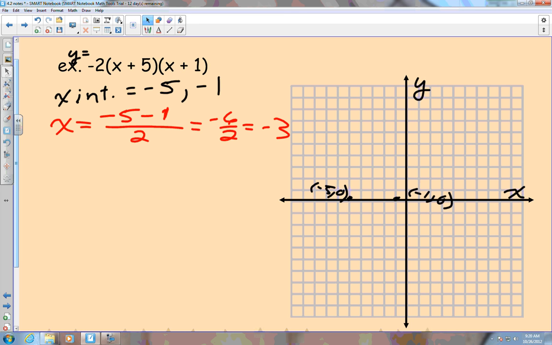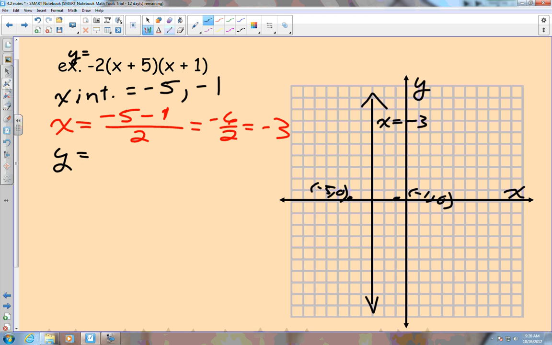So let's draw our axis of symmetry. Let's just label the axis of symmetry here: x equals negative 3. Okay. So now I need to find my y value. So when x equals negative 3, I get y equals negative 2 times negative 3 plus 5 times negative 3 plus 1.